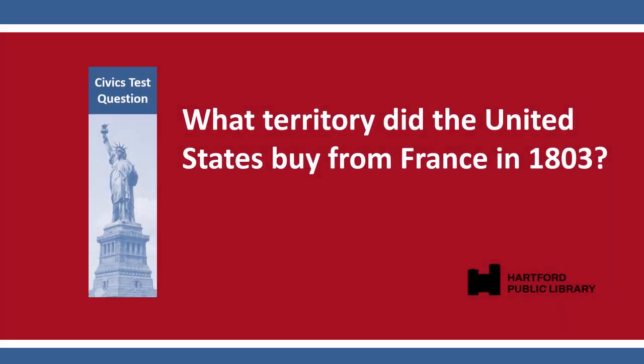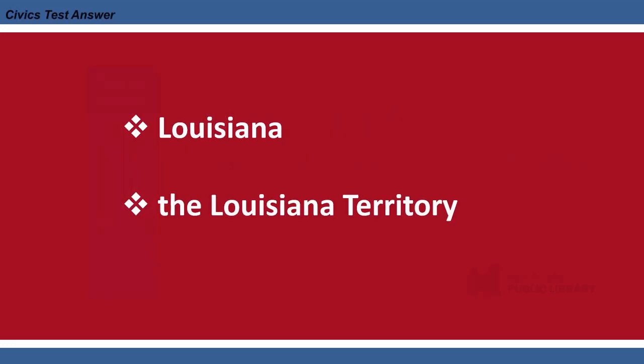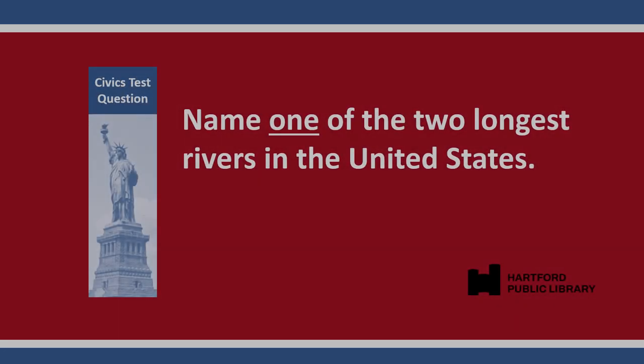Civics test question. What territory did the United States buy from France in 1803? Louisiana. The United States bought Louisiana, or the Louisiana Territory, from France in 1803.